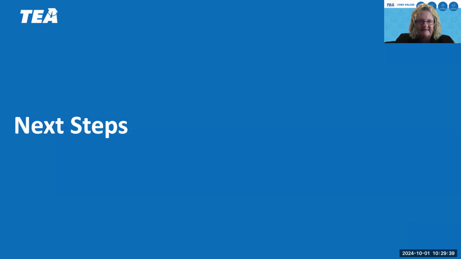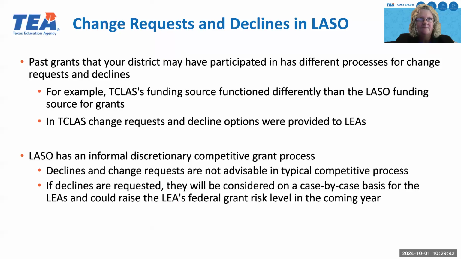So let's talk about next steps. One of the things to note is change requests and declines in LASO. All of the LASO grants have had that criteria that since this is now an informal discretionary competitive grant process, we cannot accept declines or change requests beyond the eGrants due date of March 24th. That is tentative. It's 30 days from when you've received your notice of award, the letter notification from LASO that you've been awarded these grants.